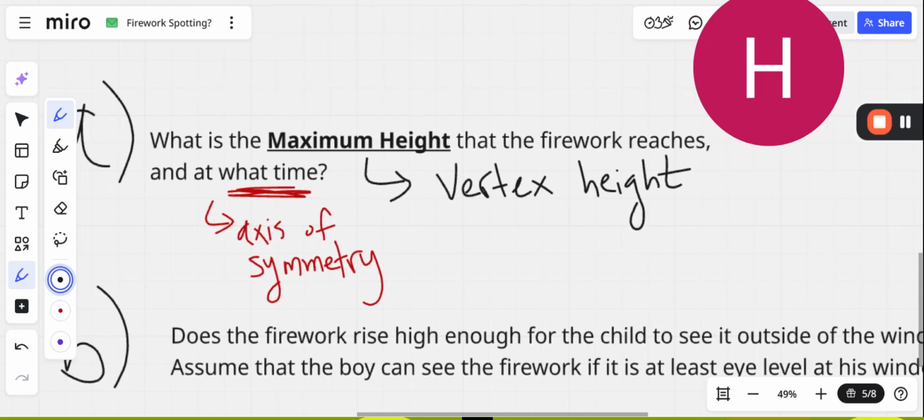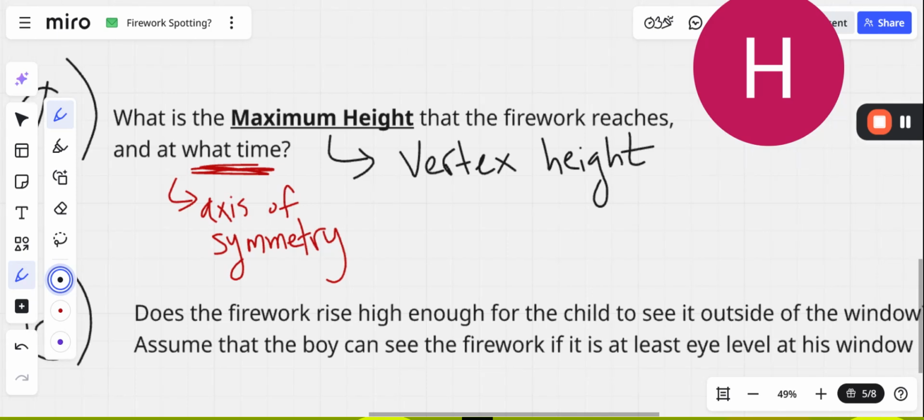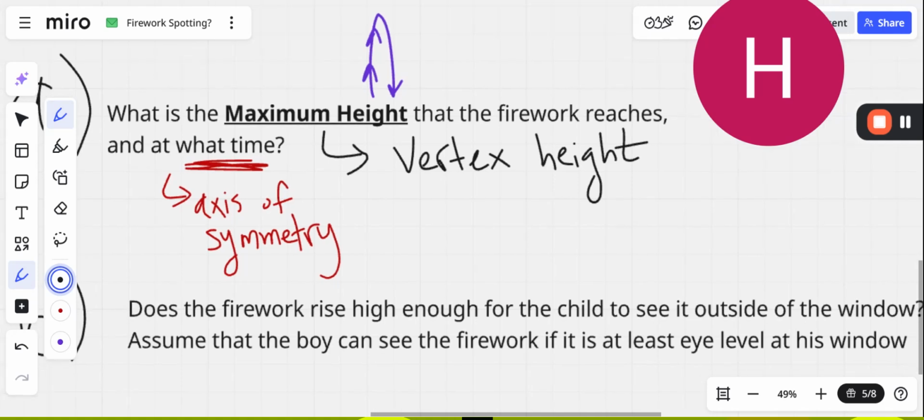Because this quadratic equation has a negative coefficient, it's going to be shaped like this, just like if we were to throw something in the air and then it would come back down. That's kind of the shape that it would make, right? In this direction of movement. So let's find out what that is.